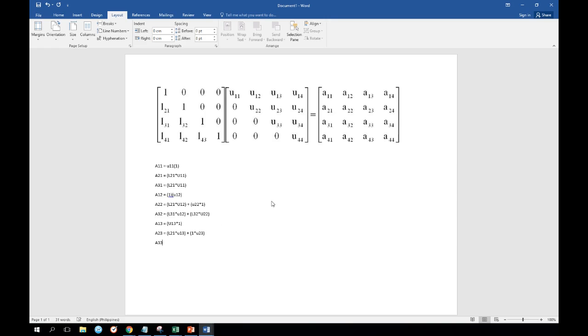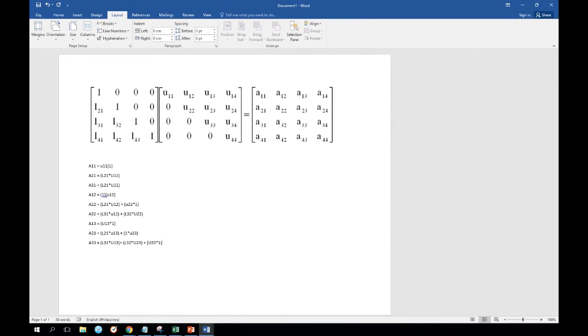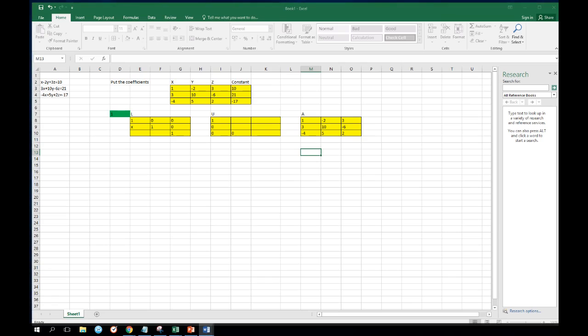For A33, you have to multiply the third row by the third column. So that's L31 multiplied by U13 plus L32 multiplied by U23 plus U33 times 1. The reason we have to do this is because we will be placing these all in Excel, and this would make our lives easier since we already know the formula. So let's go ahead now in Excel.